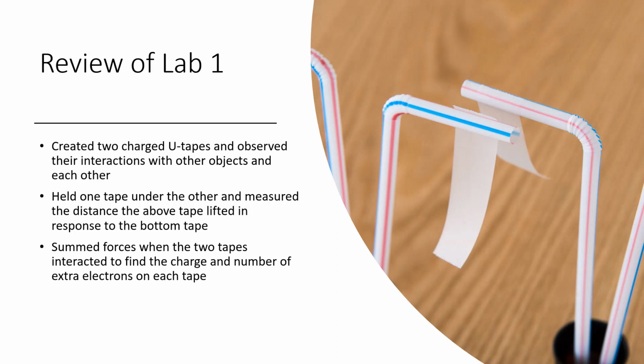So a quick review of lab 1 itself. We created two U-tapes which were charged tapes, and we wanted to observe the interactions with other objects that were charged or neutral, and also how they interacted with each other. We would do that by holding one tape underneath the other and measuring the distance that the above tape was lifted in response to the bottom tape. And then we would sum forces in the y direction to find that the two tapes interacted and find the charge and number of extra electrons on each tape.